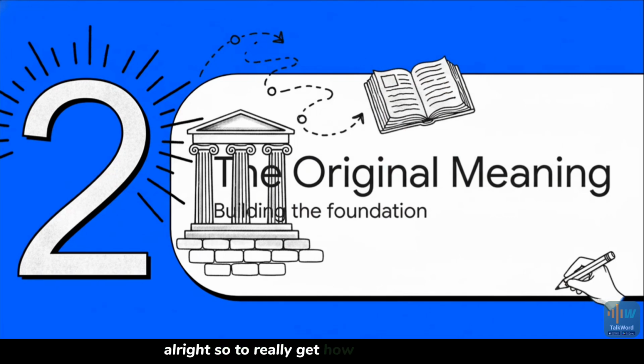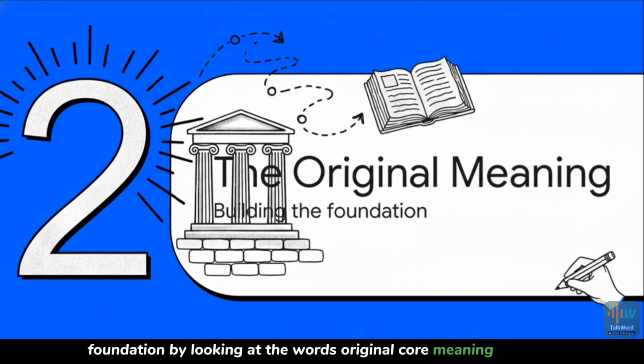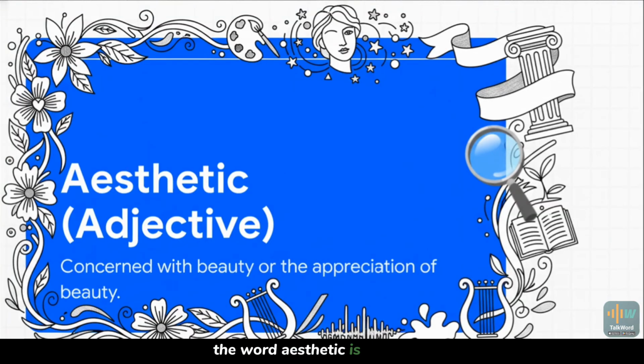All right, so to really get how we're using it today, we've got to go back to the beginning. We need to build a solid foundation by looking at the word's original core meaning. At its heart, the word aesthetic is an adjective, a describing word. And what does it describe? Well, to put it simply, it's all about beauty. Anything that has to do with beauty, art, or just appreciating beautiful things, that can be described as aesthetic.